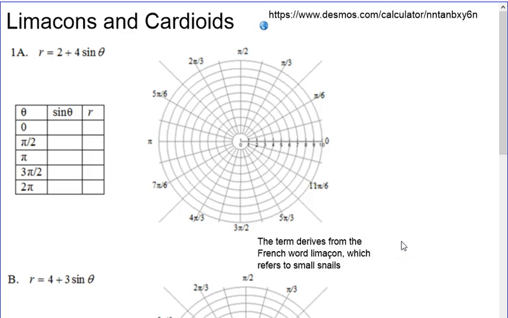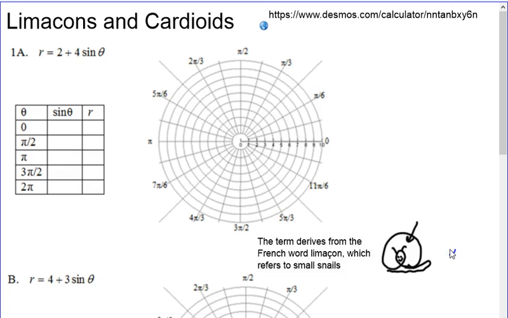Now that I've done the brief intro to limaçons and cardioids, we're going to go through these a little step by step. First of all, the term comes from the French word limaçon, which refers to small snails. So if we look at an example of a limaçon with a loop like this, maybe you could use your imagination and think this is the head of the snail, his little antenna, his little face here. Here's his shell. The big part of the graph is his shell. And then, of course, here's the little slimy body that comes out underneath the shell. So I don't know if that's why it's called a small snail, but possibly.